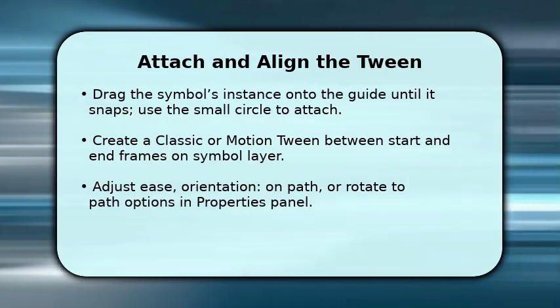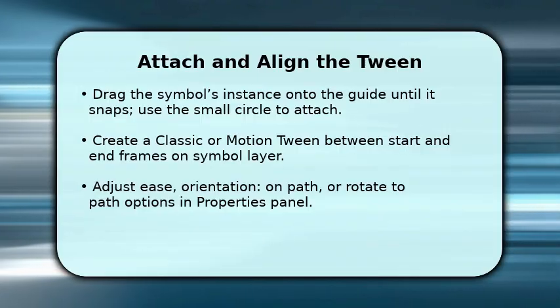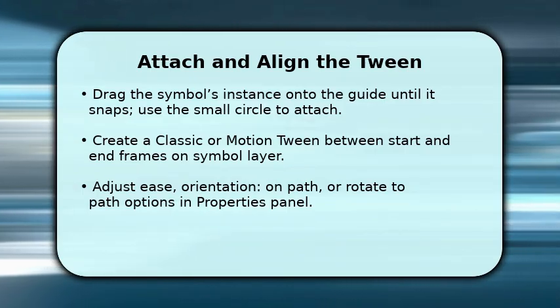Extend frames and create a classic or motion tween on the symbol's layer so Animate interpolates along the guide. Make sure to choose orientation options in Properties if you want rotation to follow the tangent. Once set, scrub the timeline to preview motion.